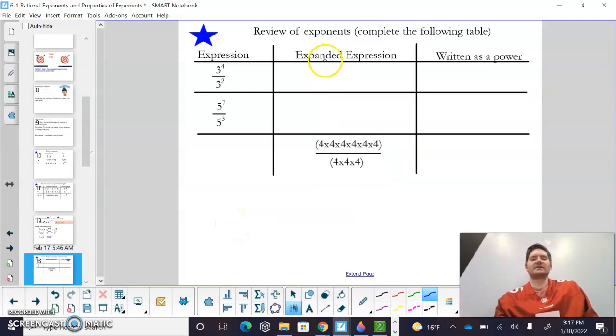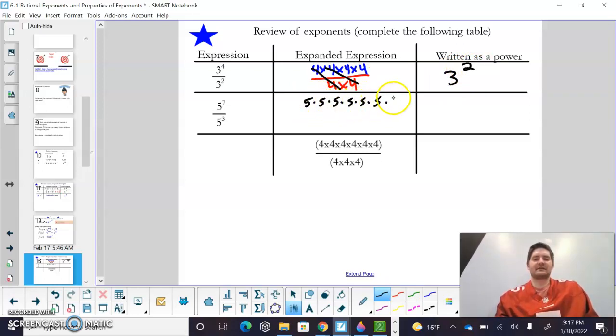Now we're going to do the same thing over here. We're going to expand this out. So 3 to the 4th means that we are writing this out 4 times, and then the other one we are writing out 2 times. Using division, we can cancel out 2 of the terms, and then we're left with 3 squared. Same thing over here: we can write out 5 times 5 times 5 times 5, 7 times, and then down here, we can write out 5 times 5 times 5. Once again, we do the cancellation, and then we're left with 5 to the 4th.